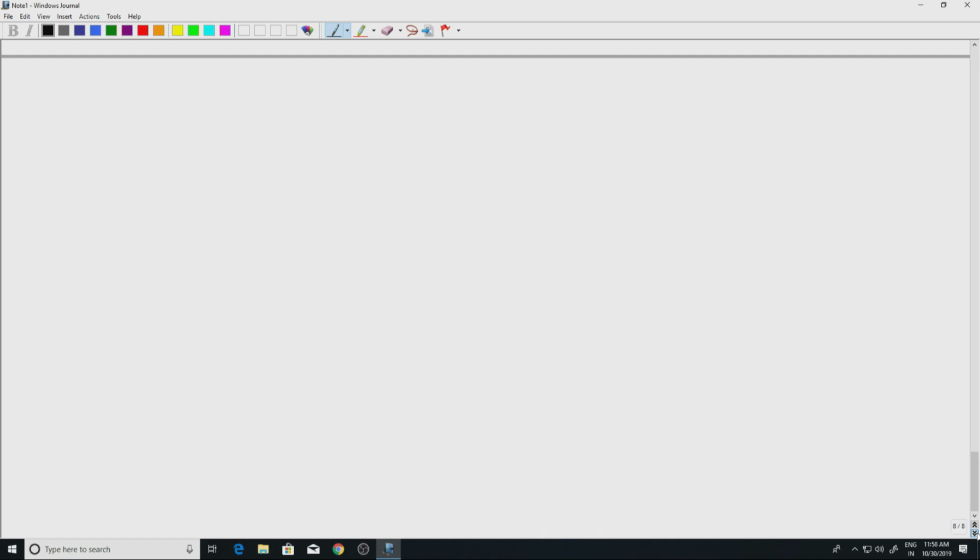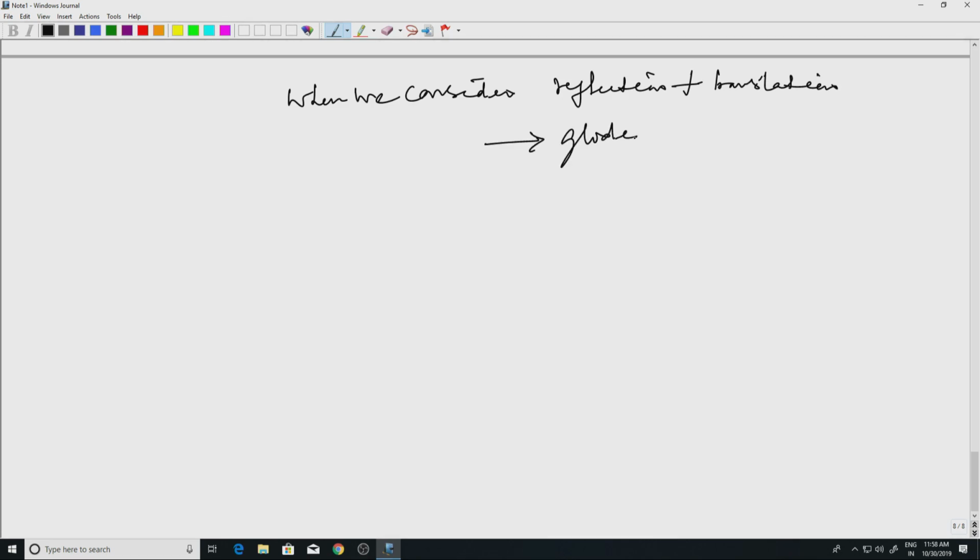When we consider reflection followed by translation, it leads to glide. When we consider A axis perpendicular to BC plane, BC plane acts as a mirror plane.